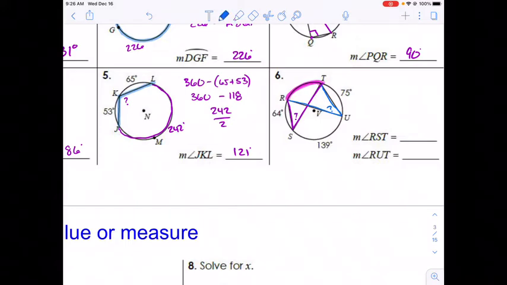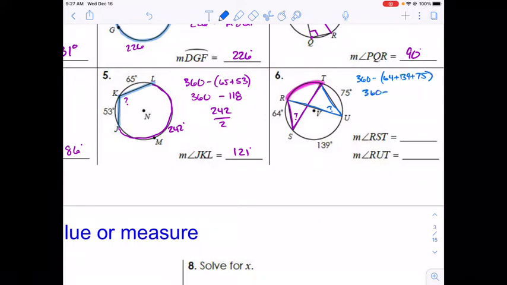So let's take a look at what we know. We have 64 from RS. Arc SU is 139. TU is 75. So we need to figure out what is RT. Now remember, all arcs are going to add up to 360. So we're going to add them all up and subtract from 360. So 360 minus the sum of 64 plus 139 plus 75.